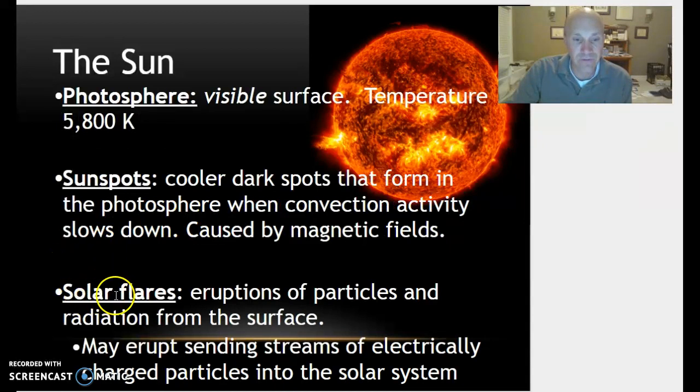One other feature that you should know about is solar flares, and these are eruptions of particles and radiation from the surface. You can often see these on the surface of the sun. You can see little bits like right here and right here. Those would be solar flares, and these may erupt, sending streams of electrically charged particles into the solar system.